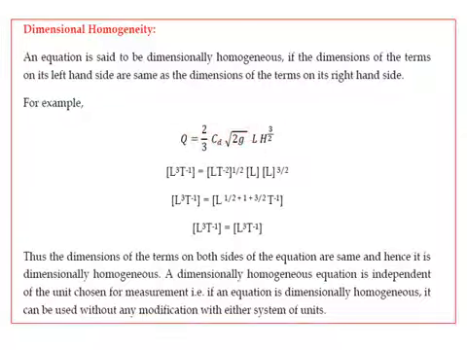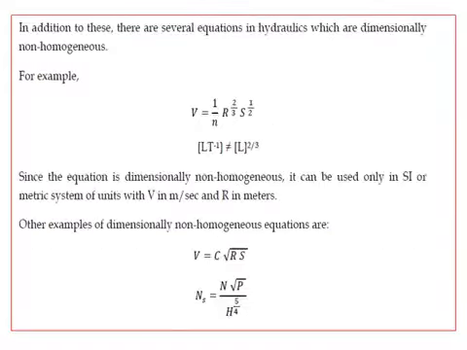So here, what is the advantage of having dimensional homogeneity? It is independent of the unit chosen for the measurement. If it is dimensionally homogeneous, then you can use it without any modification with either system of units. You can use it in MKS system or SI system, or any system of units.